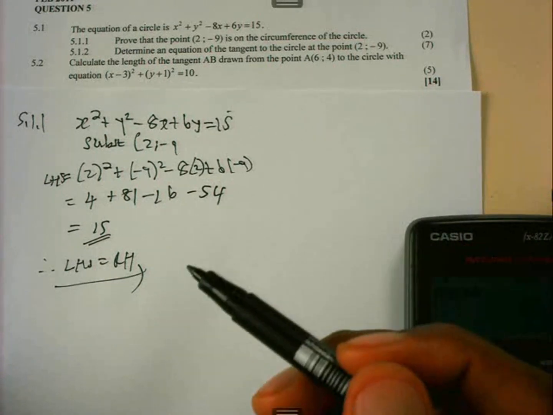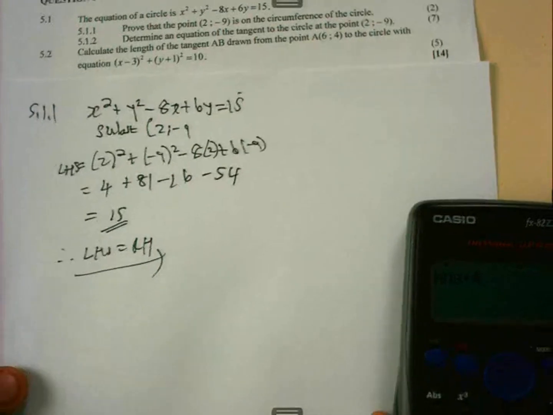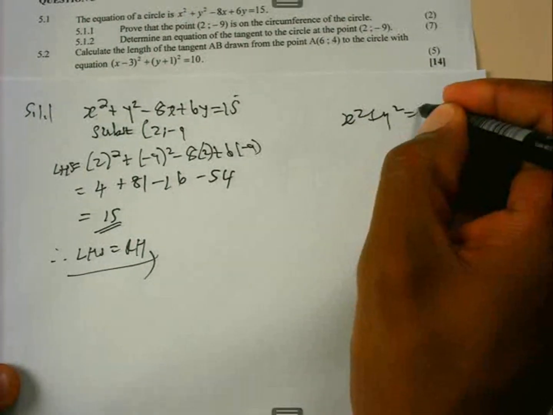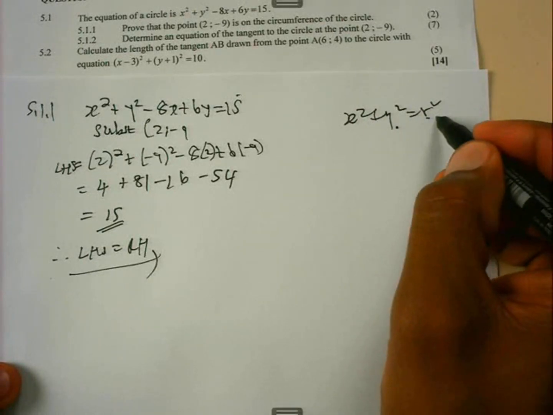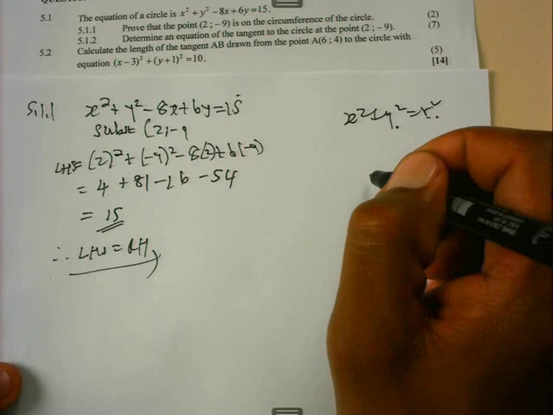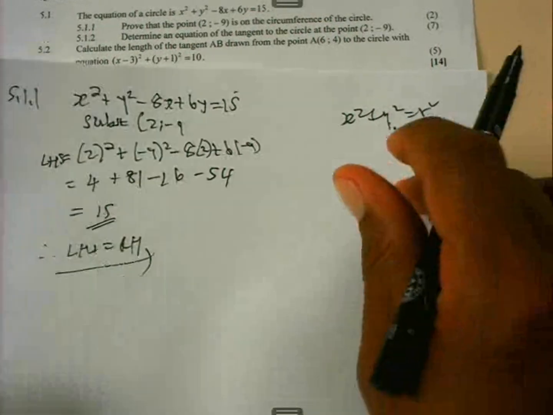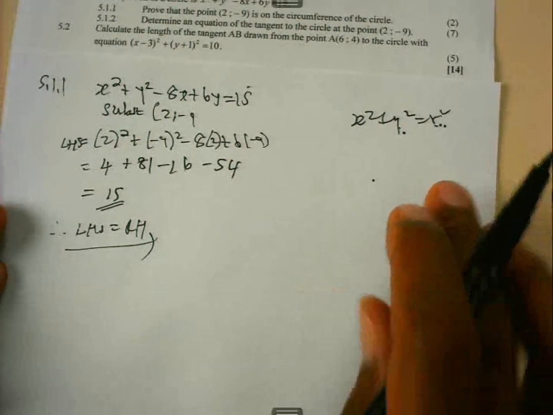It's very important. Also, remember it will be easier for you if you do this in the equation where you have x squared plus y squared equals r squared. Because if this is less than r squared, it means the point is inside. But if it's greater than r squared, the point is outside the circle. Good. Now we have shown that the point (2, -9) lies on the circumference of the circle.